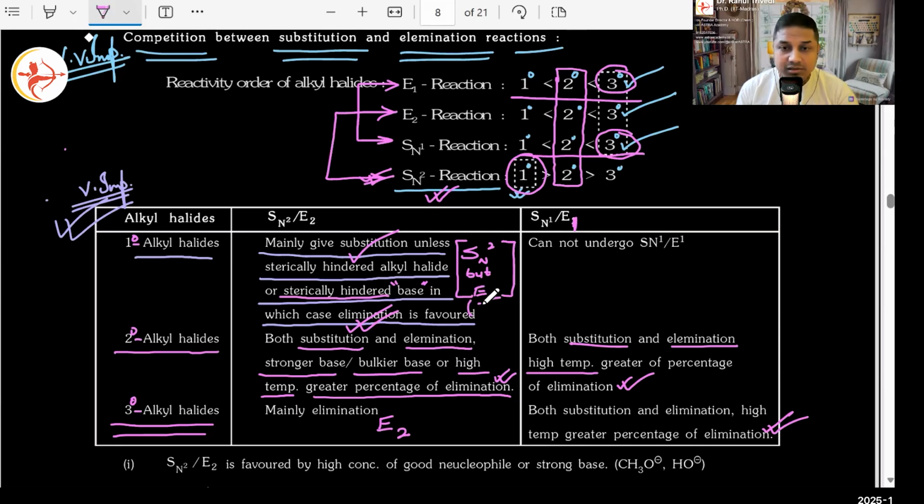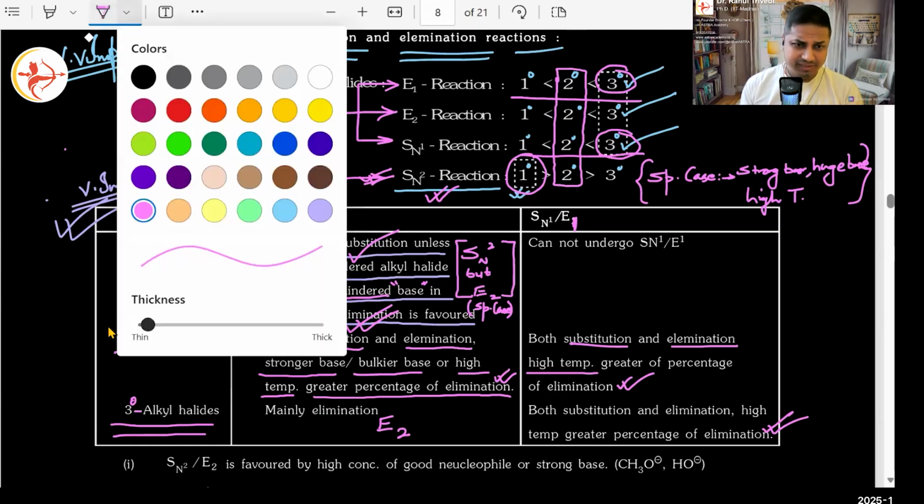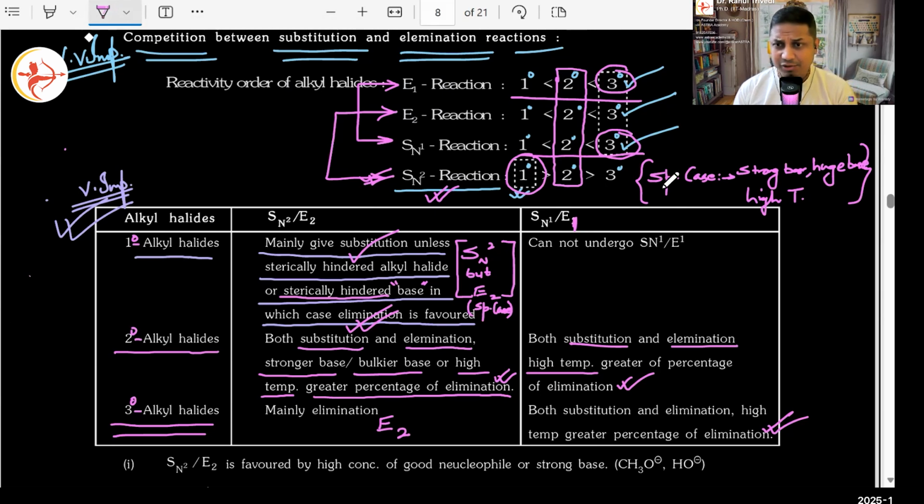Special cases. I am writing special case, and you understand what that special case is. What is the special case? Tell me. Sterically hindered or strong base, or huge base. In short, I am writing. Yes, sterically hindered is huge in size, or sometimes even high temperature also. Keep that in mind. All three chances are there. That is your strong special case. Let me make the thickness smaller. I hope it is clear.